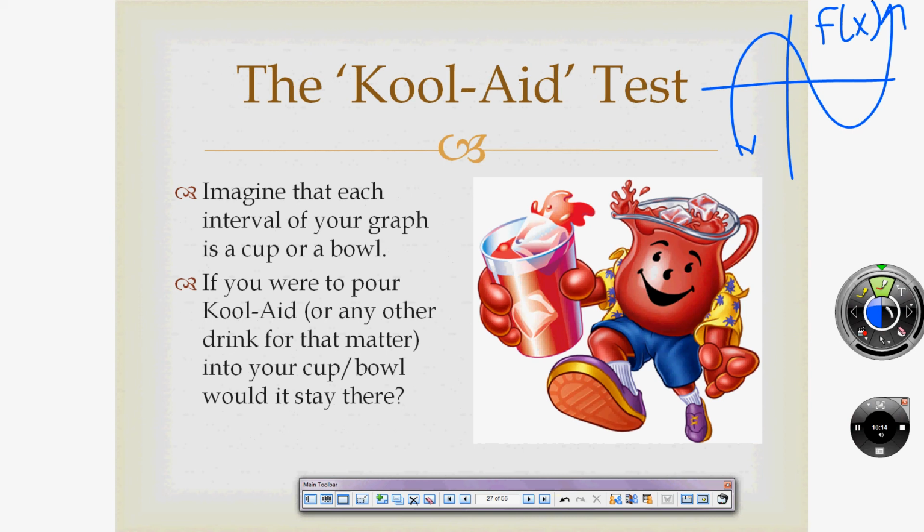There is a section of this graph that would hold Kool-Aid. The section of f of x that would hold Kool-Aid is over here on the right side. This whole section in here that looks like a parabola facing upwards, if you poured water into that, or Kool-Aid, it would hold that liquid. It would be able to hold that section. So we have a section that's concave up over here on the right. But what would happen on the left side? If you were to pour Kool-Aid into that, what would happen? It would all fall out. It wouldn't stay there. If it won't stay there, your graph's concave down.